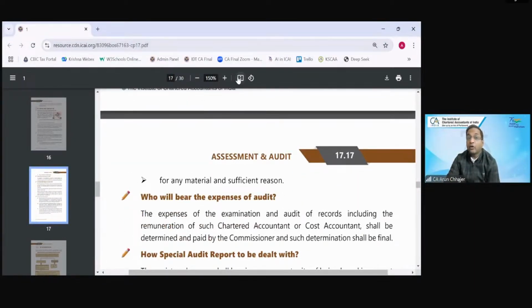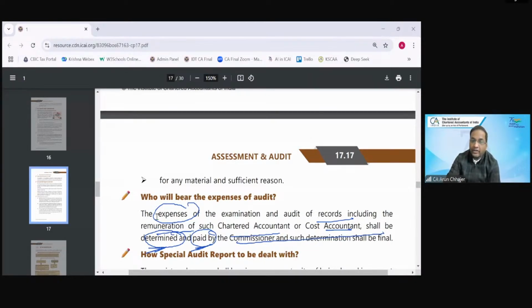Who will bear the cost? The expense of the examination and audit of the records, including remuneration of chartered accountant or cost accountant, shall be determined and shall be paid. मतलब determine भी commissioner करेंगे और payment भी commissioner करेंगे.